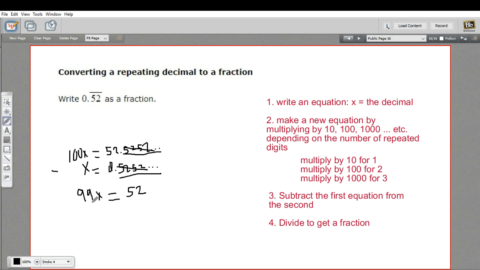Beautiful. Now, to get our fraction, we simply divide, like we're solving for x here. I'm going to divide by 99, and we get 52 over 99 for our answer. And if you don't believe that's the answer, go to your calculator, type in 52 divided by 99, and see what you get. You should get something like this. So that is how to convert a repeating decimal to a fraction.